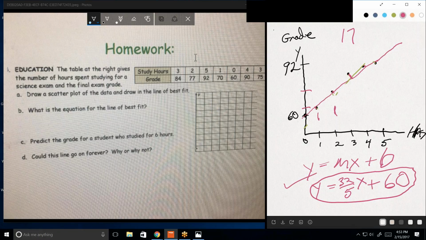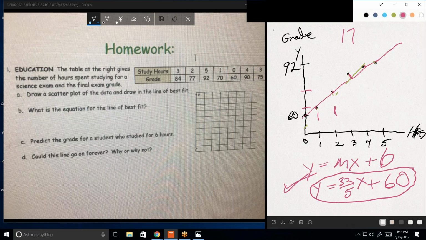In other words, once we have an equation that represents this problem, predict the grade for a student who studies 6 hours. Yeah. What is the grade going to be? Well, plug in 6 for x. In other words, this equation, y is your grade, x is the number of hours you spend studying. Okay. So plug in 6 for x, what do you get for a grade?